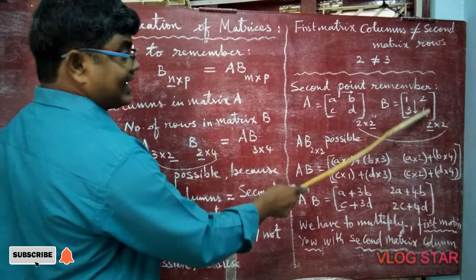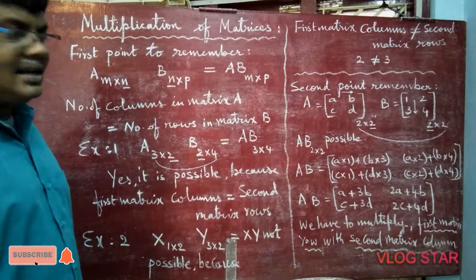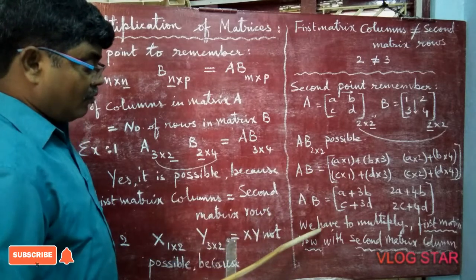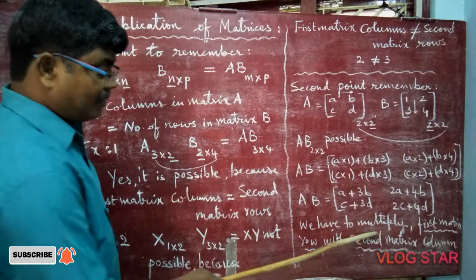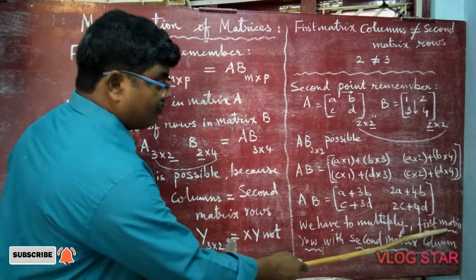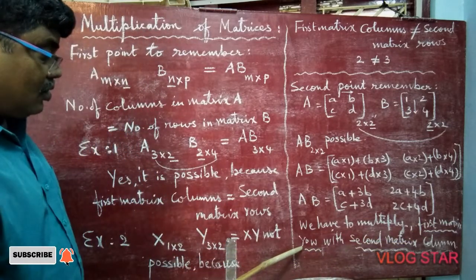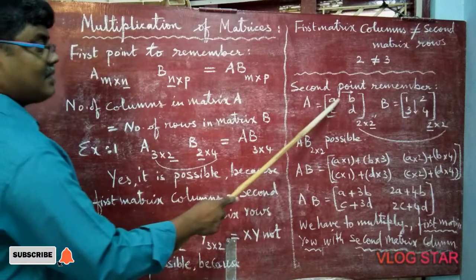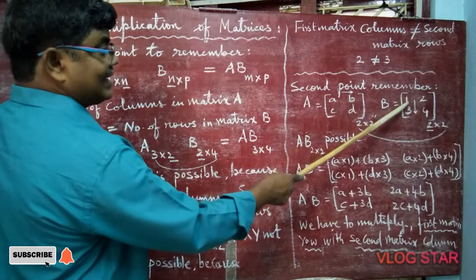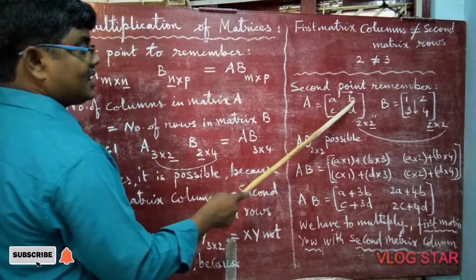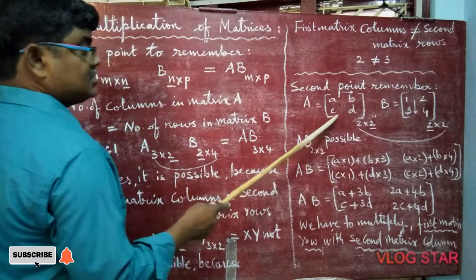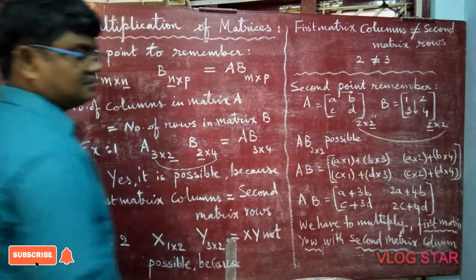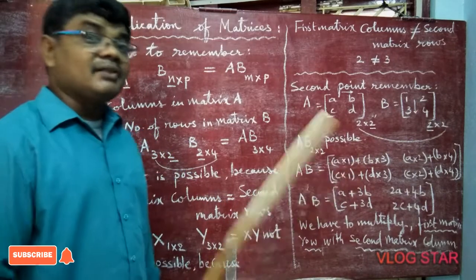Second row with the second column. So in general, how to multiply matrices means first matrix row with the second matrix column. Again first matrix row with second column. Second row, first column. Second row, second column. Practice will make you perfect.